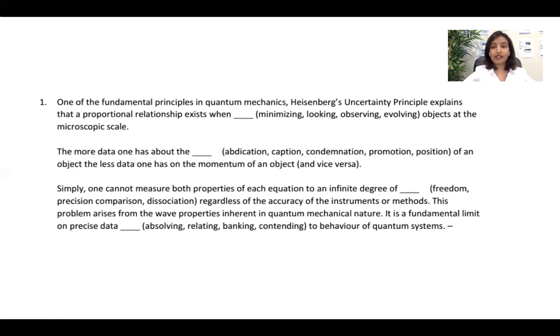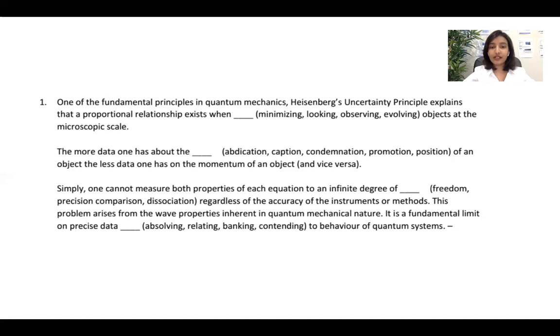The more data one has about the position of an object, the less data one has on the momentum of an object. So they're talking about two properties of an object, which is position and momentum. Coming to the last paragraph, simply one cannot measure both properties of each equation to an infinite degree of dash, regardless of the accuracy of the instruments or methods.